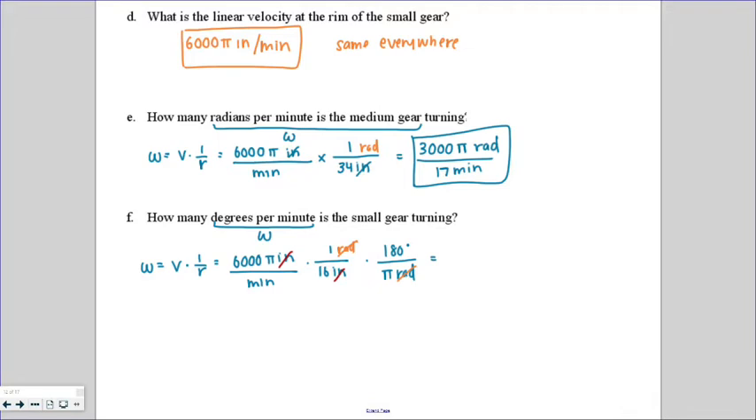Okay, the pi's cancel. And then 6,000 times 180 divided by 16. I don't know what that is off the top of my head. What is it? 67,500. Thank you. 67,500 degrees per minute is your answer on that one. That's a lot of degrees per minute.